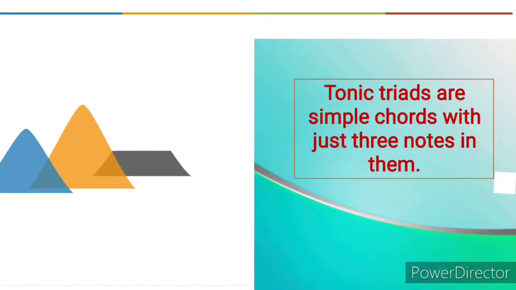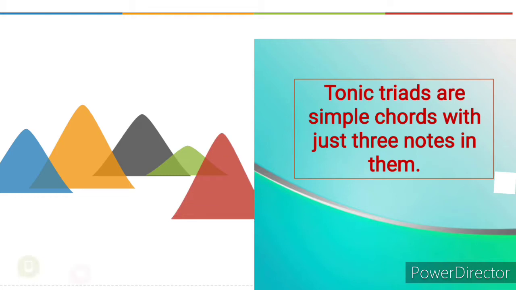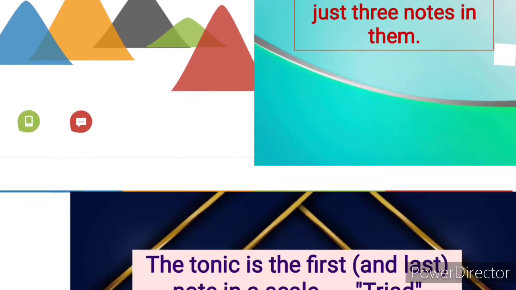Tonic triads are simple chords with just 3 notes in them. Don't forget that we said that a chord is a combination of 3 or more notes sounded or struck or played together at a time. So tonic triads are simple chords with just 3 notes in them. Let's look at these 3 notes.